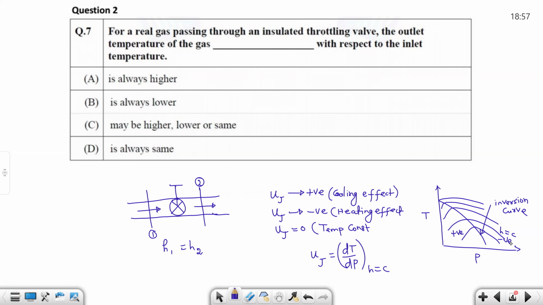So on the negative slope side, your pressure will be dropping. So there is a pressure drop. So this is the direction. There is a pressure drop. So when the pressure is dropping in the throttling process, temperature increases in the negative side of Joule-Thomson coefficient. So here you have cooling effect. Here you have heating effect.